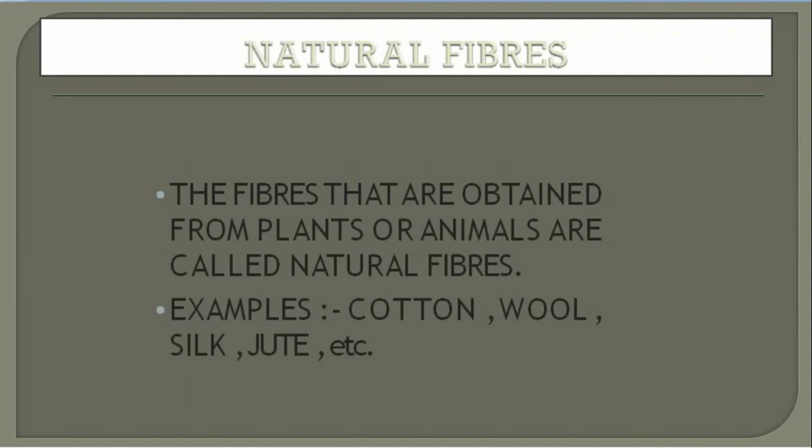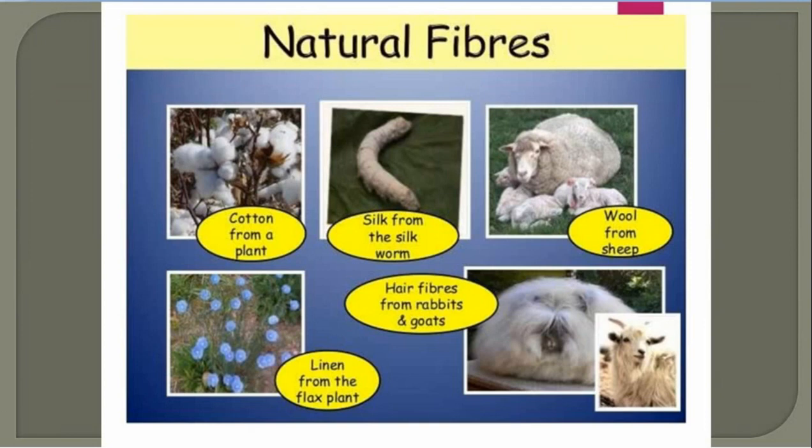So the fibers that are obtained from natural resources like plants and animals are known as natural fibers. For example, cotton, wool, silk, jute, etc. As you can see here in this figure, we have some natural fibers such as cotton from a plant, silk from silkworm, hair fibers of different animals, etc.